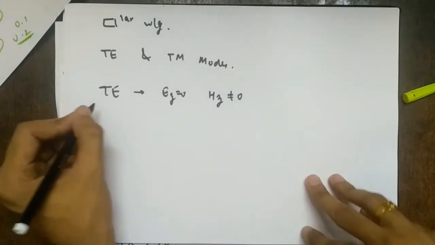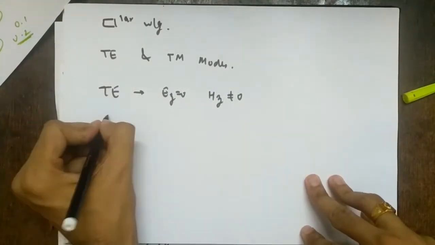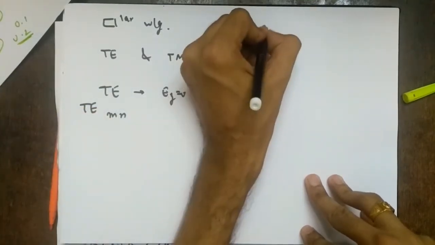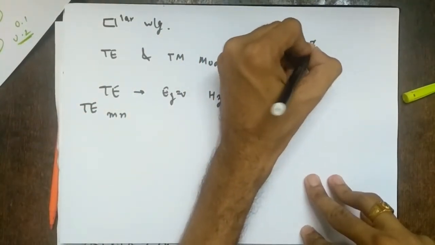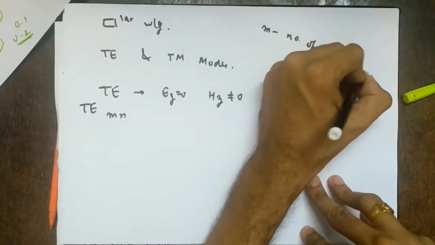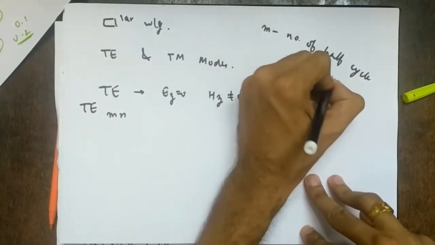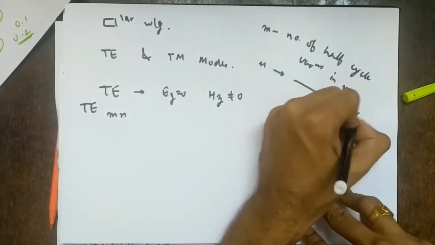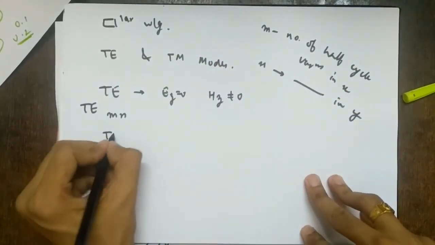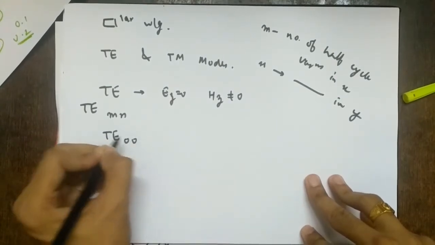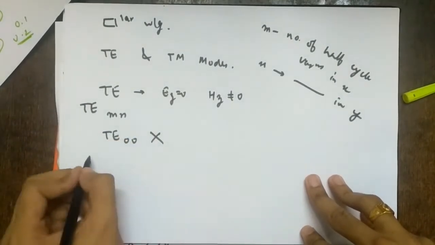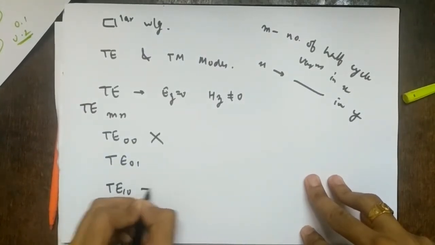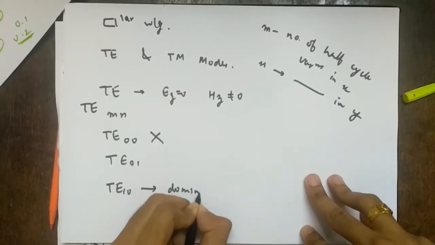So then we saw the various indices m and n, right? So it was designated as what? TEmn mode. What was m? m is the number of half cycle variations in the x direction, and n is the number of half cycle variations in the y direction, right? So we had started with TE00. We checked that it does not exist from the equation. Then we had TE01 and TE10, right? Then we said this is the dominant mode.